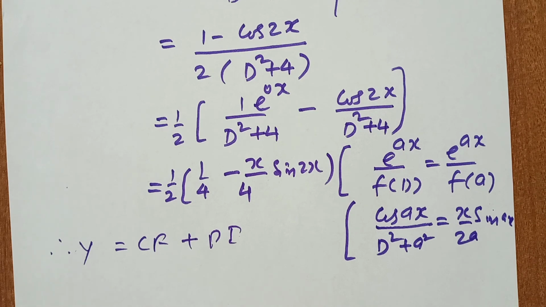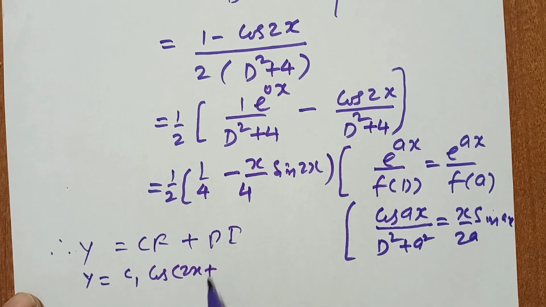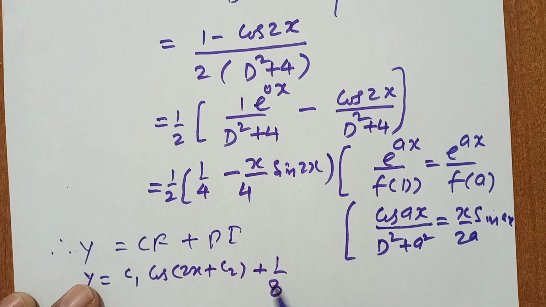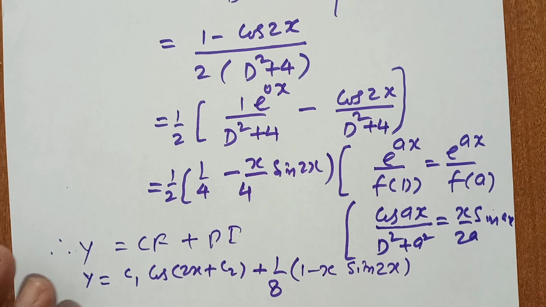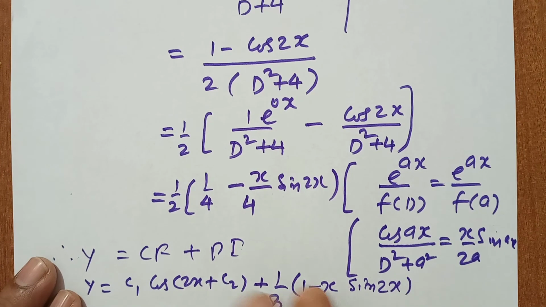So you can write y is equal to c1 cos 2x plus c2 plus 1/8, you take common 1/4, so 1/8 (1 minus x) sin 2x. Okay, so this is the answer.